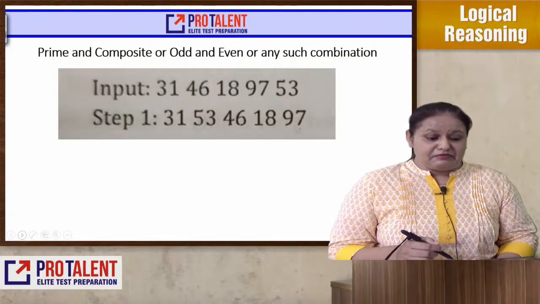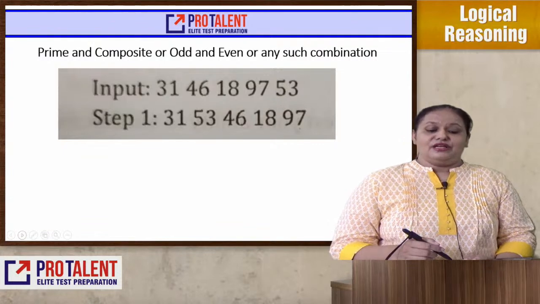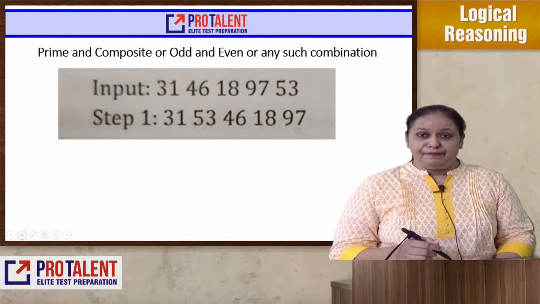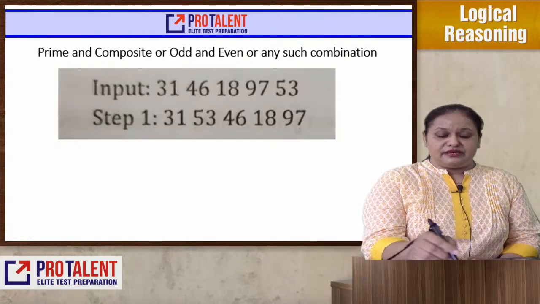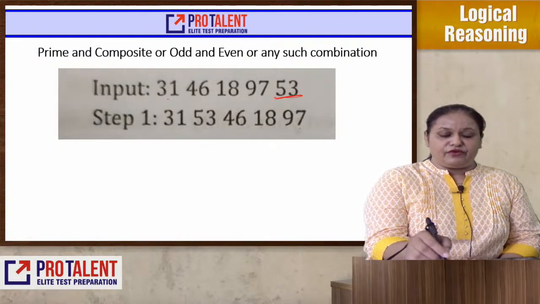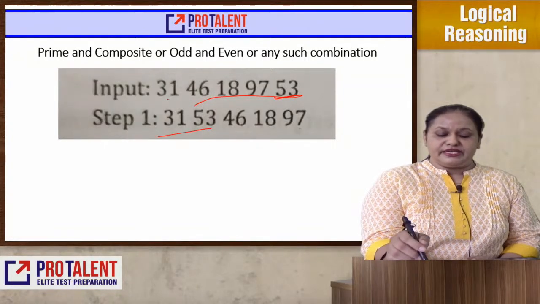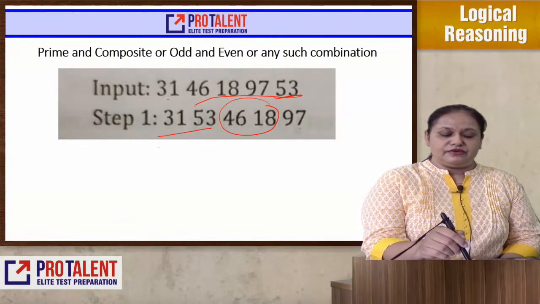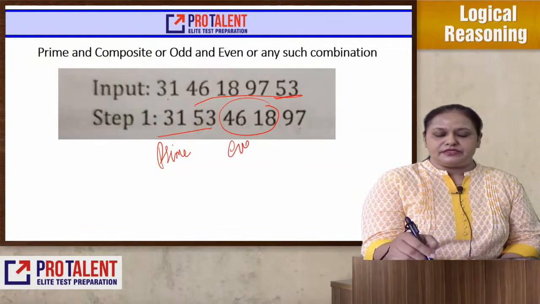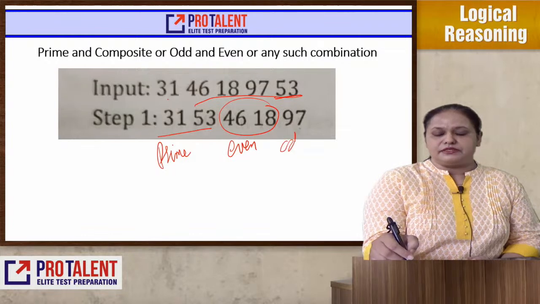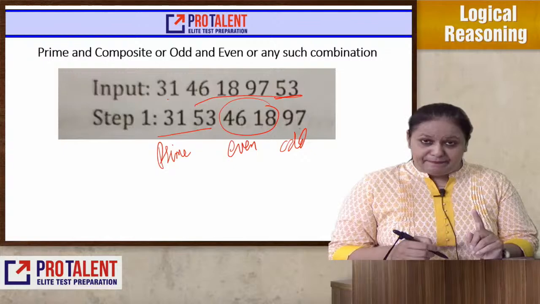With respect to numbers, there can be prime and composite, or odd and even. Say for example you have been given the input, and first you take out all the prime numbers. So say 31, 53, then 46 and 18. These were all the prime numbers, these are all the even numbers, and these are all the odd numbers. Now this will be done step by step.